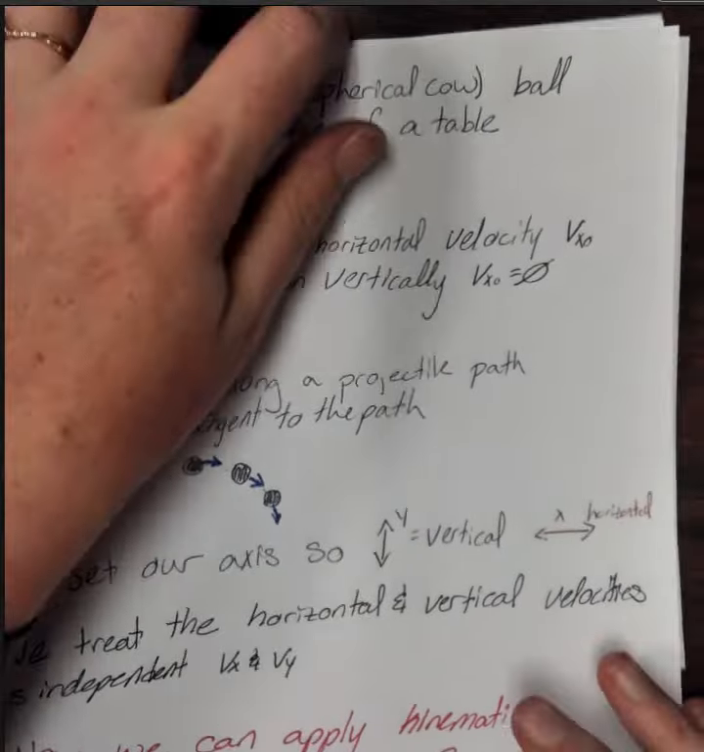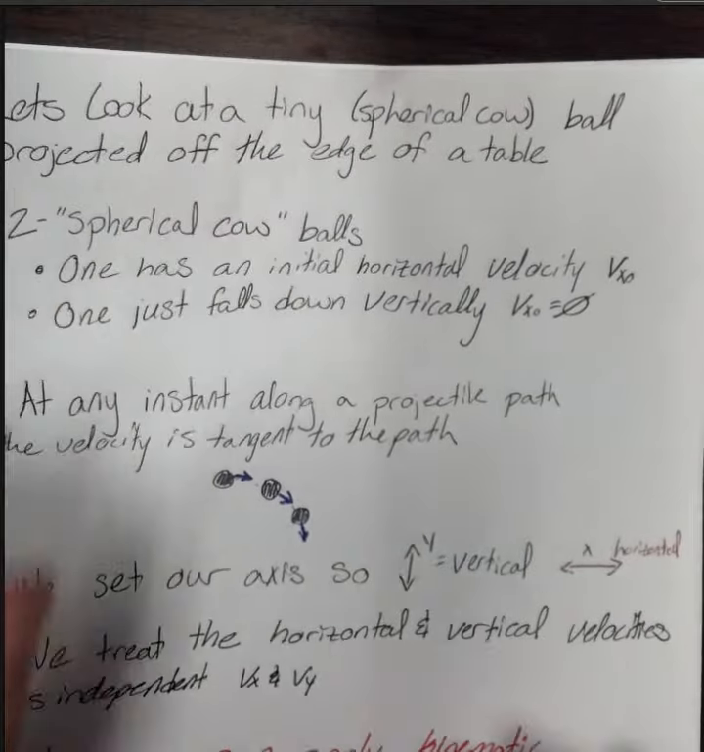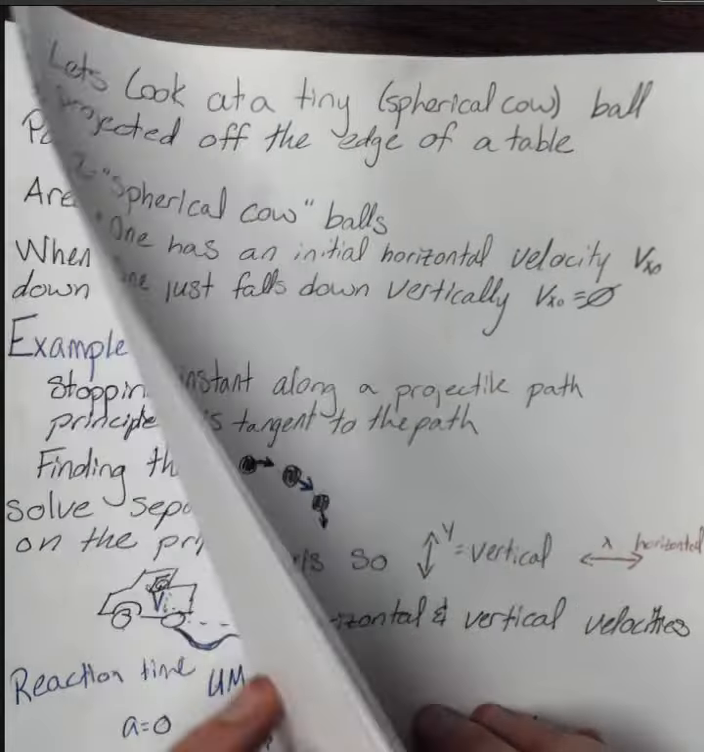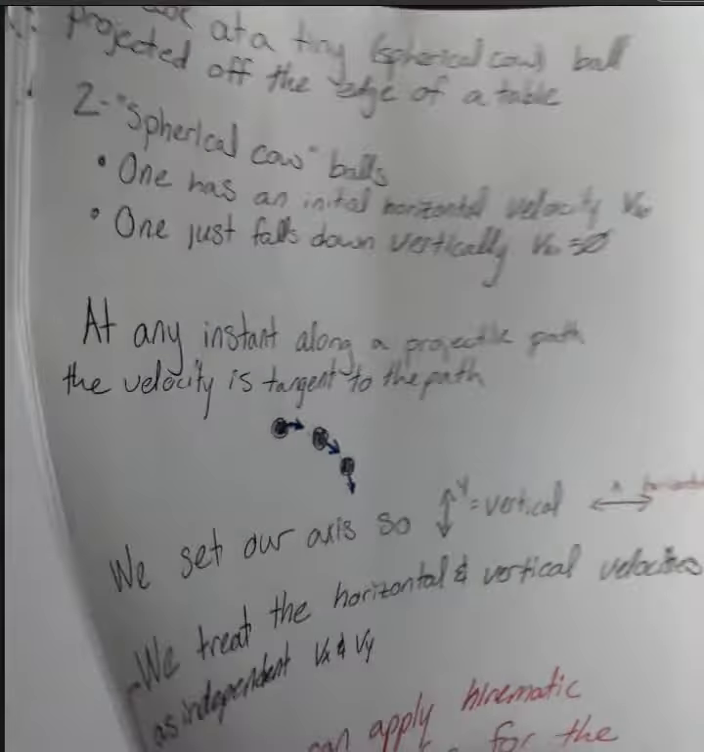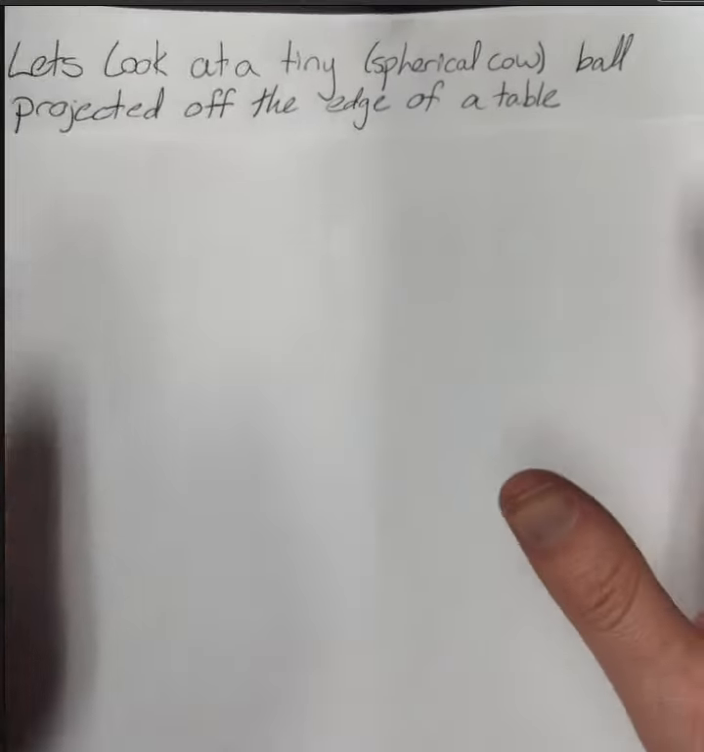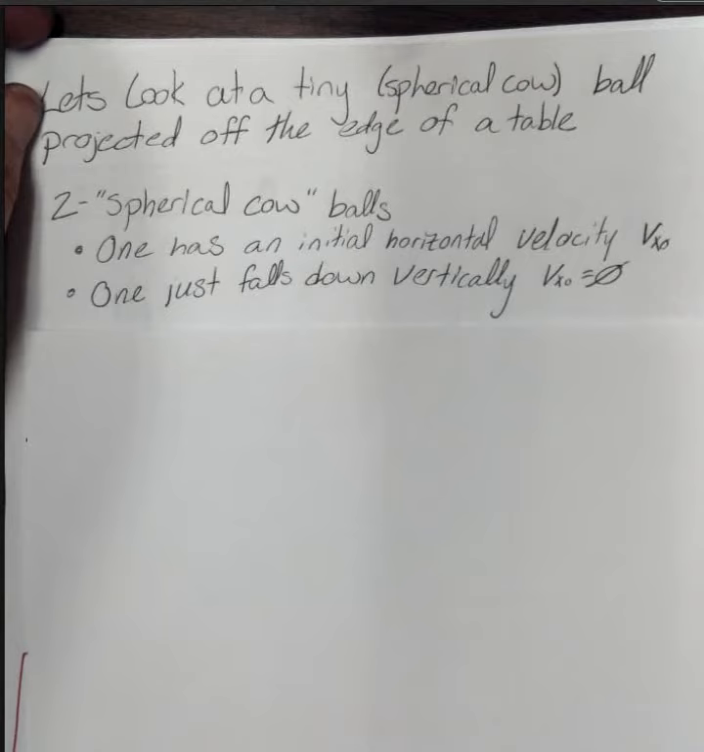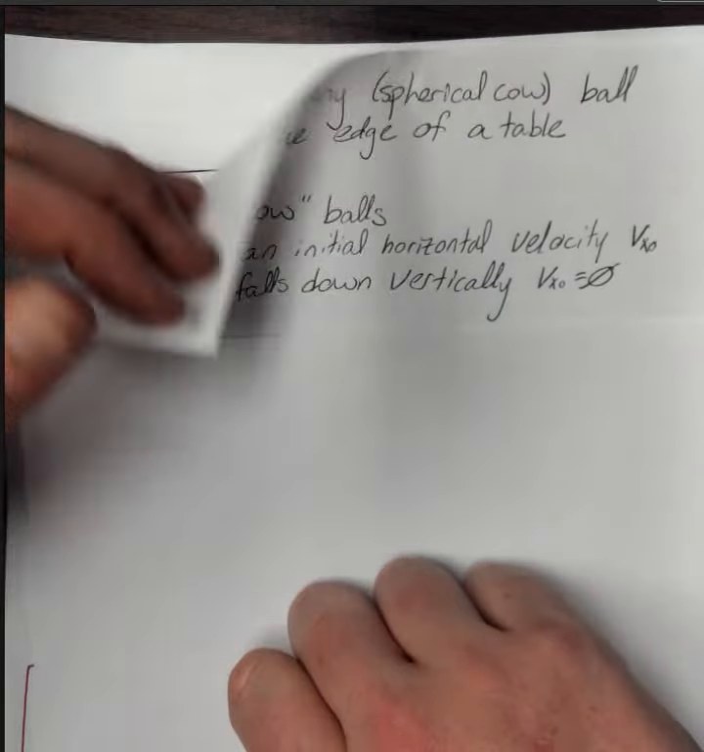So moving on through, we're going to go back to talking about how breaking motion down into its x and y components actually allows us to solve for projectile motion. So what I'm going to suggest is let's look at a tiny ball, which is another way of saying let's look at a spherical cow ball, a ball that we can neglect all motion besides its translational motion. And we're going to talk about that ball being projected off of the edge of a table. And what we're actually going to consider is two spherical cow balls. But to compare, we're going to do just like we did in class.